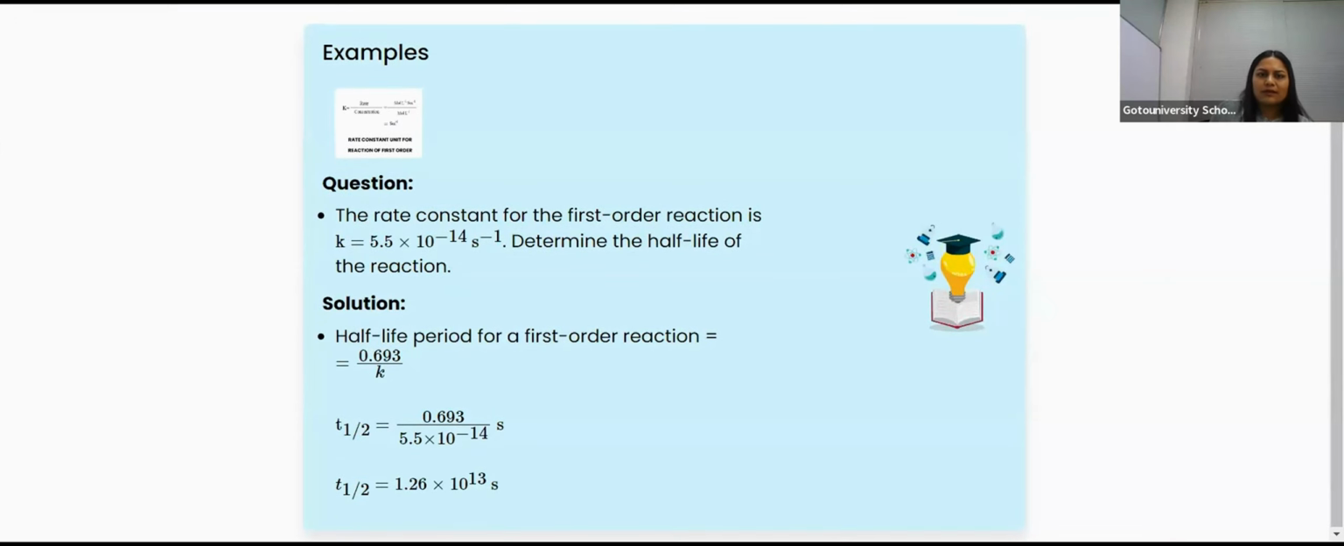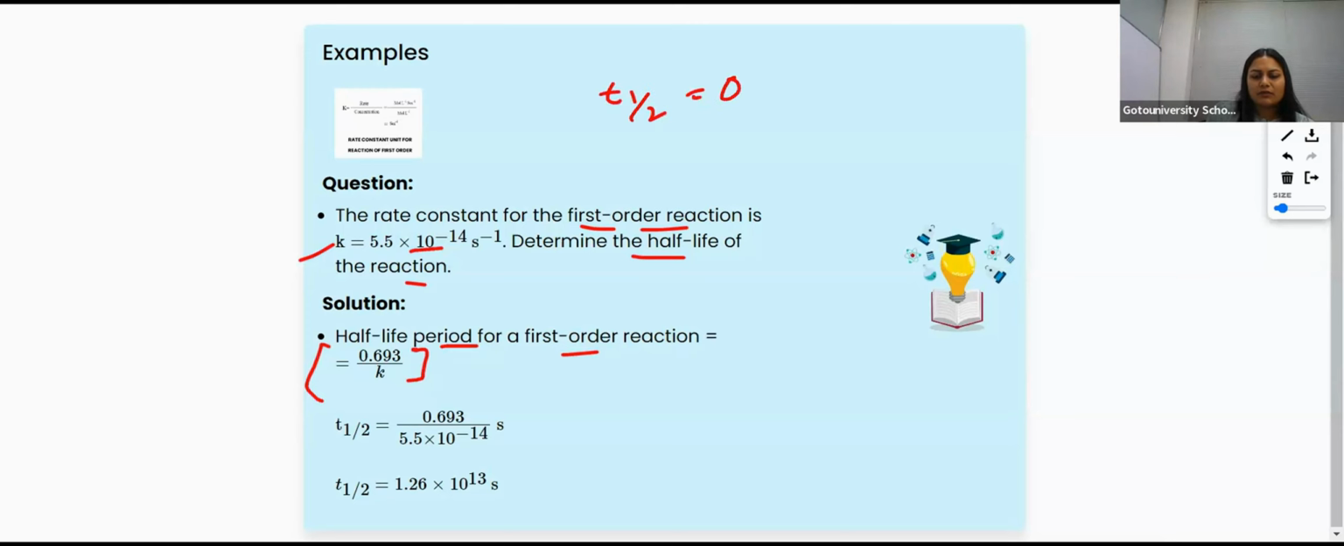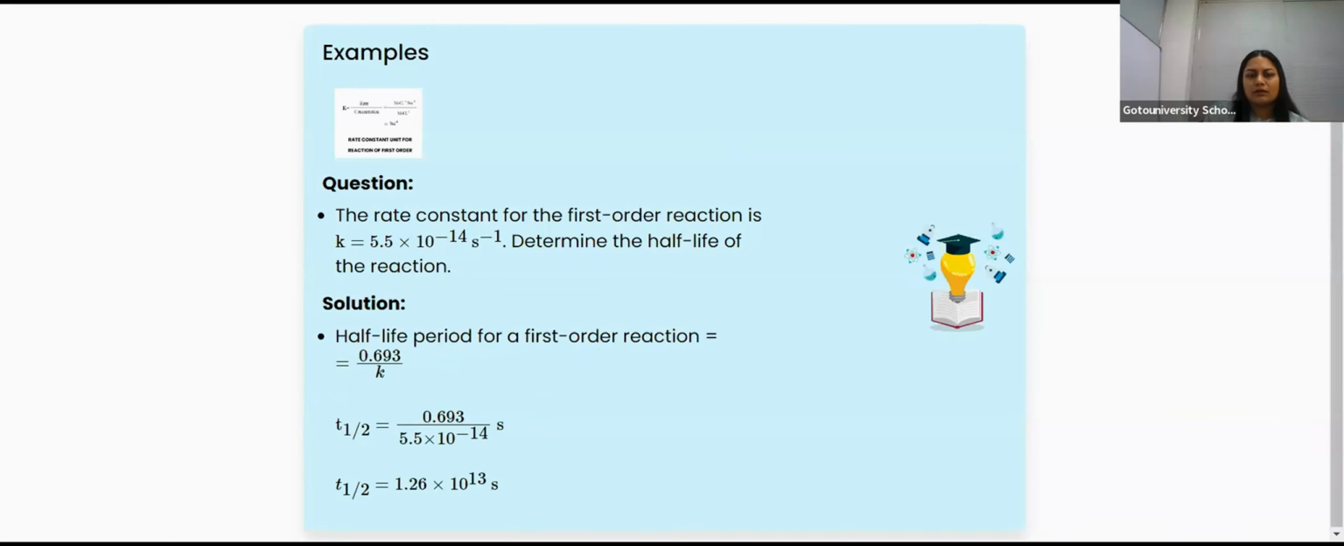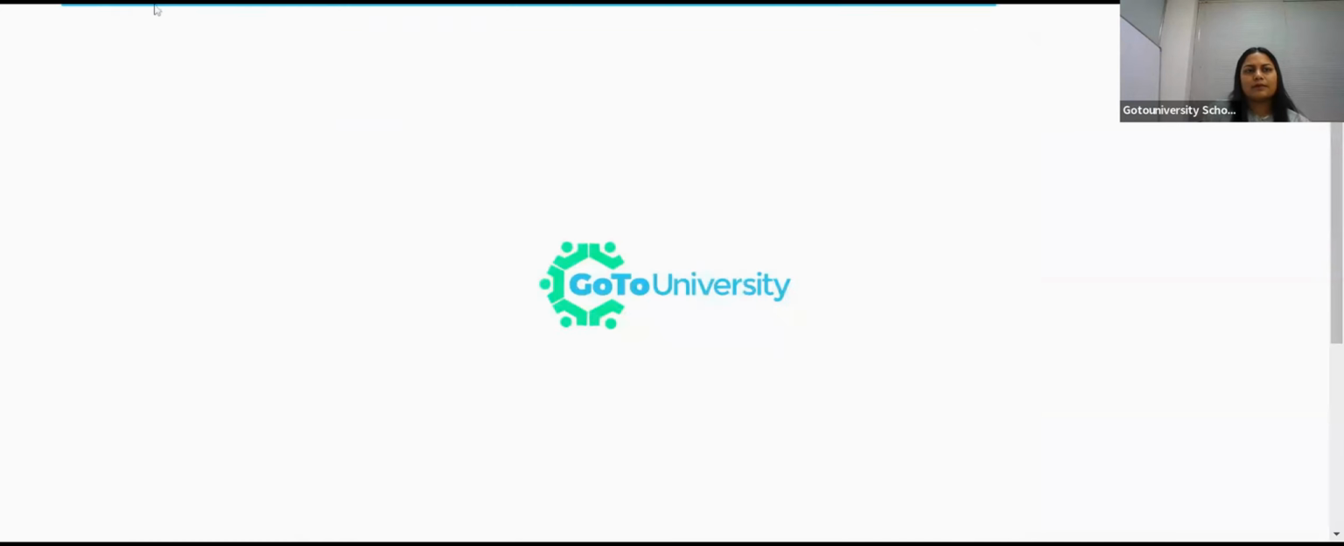Let us do one example here to calculate the half life for a first order reaction. Here the rate constant is given, and we have to determine the half life of the reaction. As we have just calculated, the half life period for a first order reaction t half is 0.693 by K. So the K value is given, we are going to put the value and calculate the half life for first order reactions. Understood?